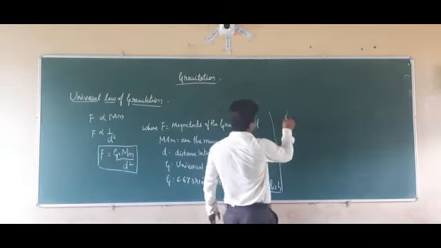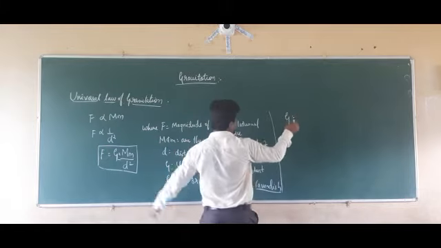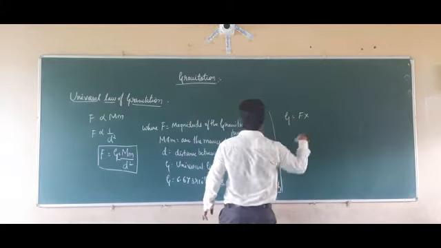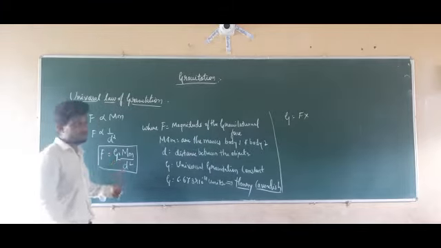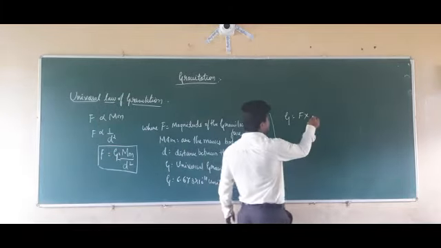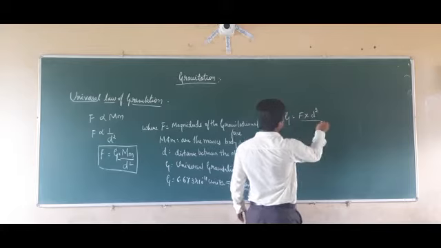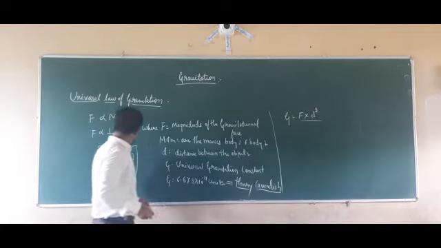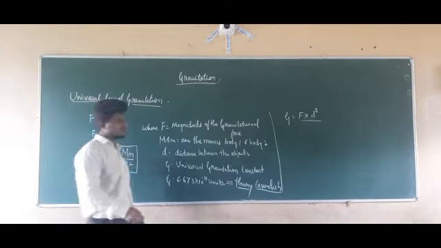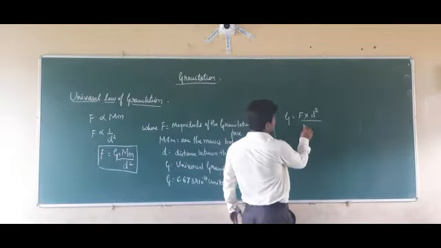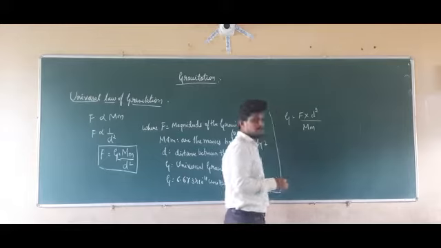So G is equal to what? F is already there in the same place. D square moves to the LHS side, so it becomes multiplication. And M into m, which is in multiplication with G, becomes division. So G is equal to F D square divided by capital M into small m.